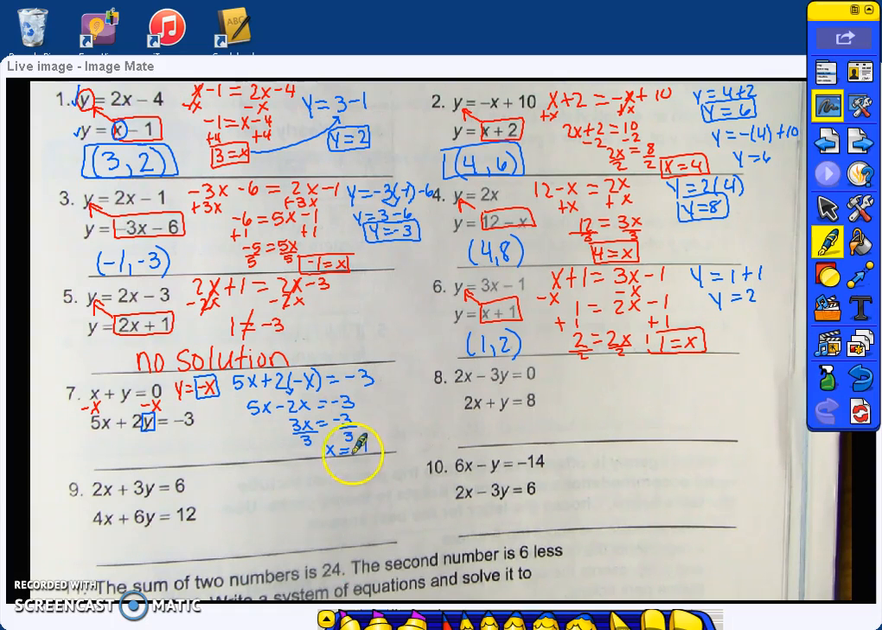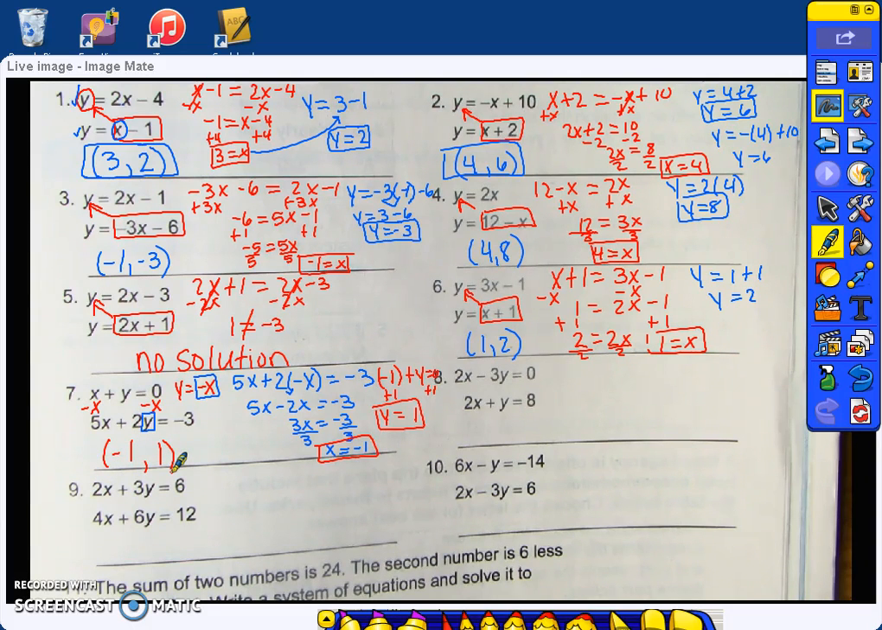I'm going to plug that back into one of my original equations. That gives me x plus y equals 0. Add 1 to both sides. Y equals 1. So my ordered pair is negative 1, positive 1.